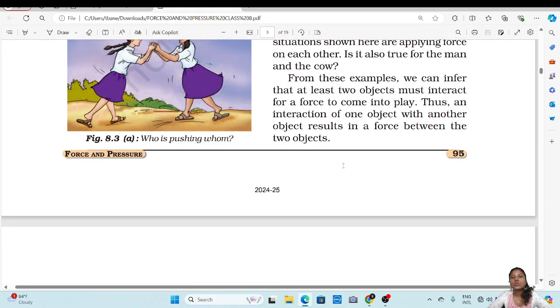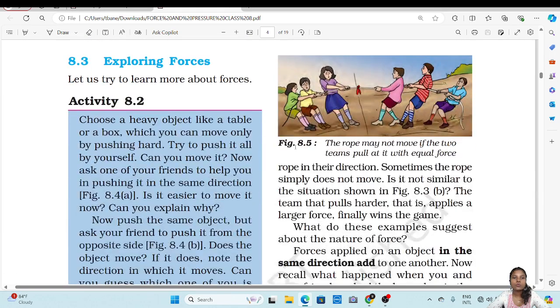Yes. So from these examples, we can infer that at least two objects must interact for a force to come into play. That is what we are trying to say. For some kind of force to come into play, the two objects should interact with each other. Without any interaction, no force will be generated. Thus, an interaction of an object with another object results in a force between the two objects.